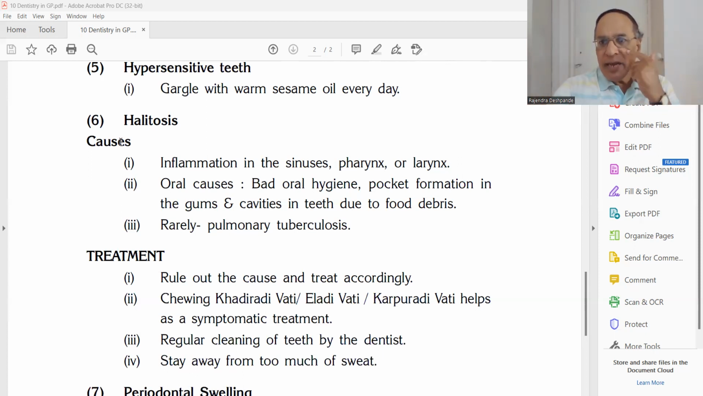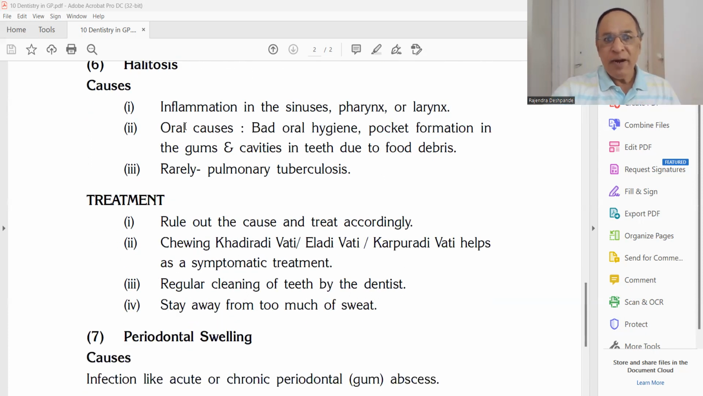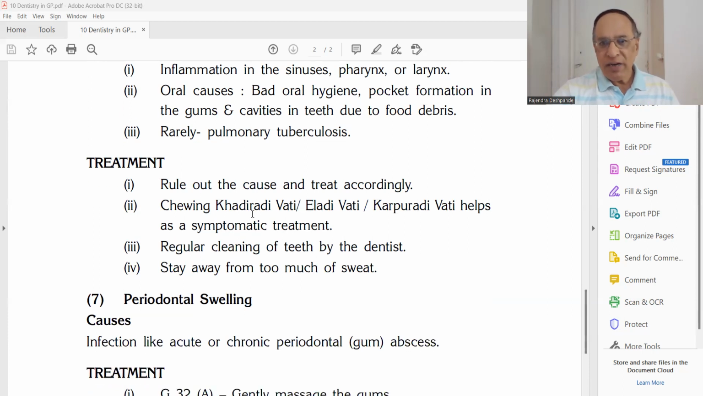Like for example, there may be a sinus problem, chronic pharyngitis, chronic laryngitis, or oral causes: bad oral hygiene, a bad tongue, not using a tongue scraper, pocket formation in the gums, pyorrhea, and cavities in the teeth due to food debris. Rarely, pulmonary tuberculosis can also give halitosis. So remember this rare possibility. Treatment is according to the cause: rule out the cause and treat accordingly. Then chew khadiradivati or eladivati or karpuradivati as a lozenge, just 2 times a day as symptomatic treatment.